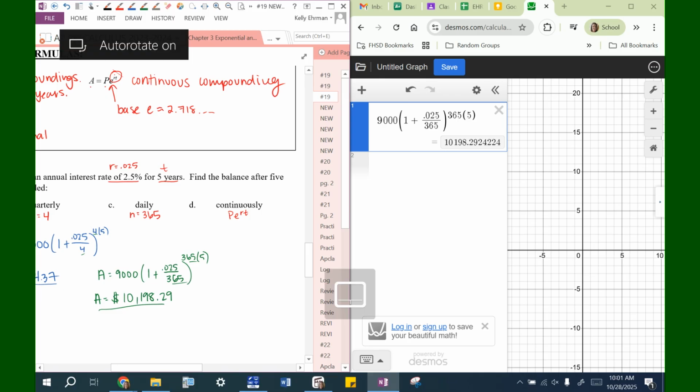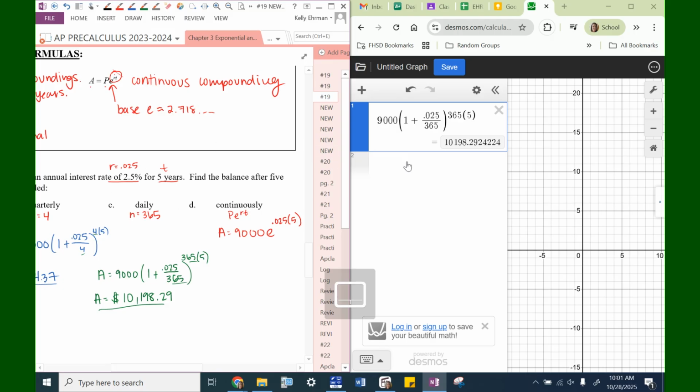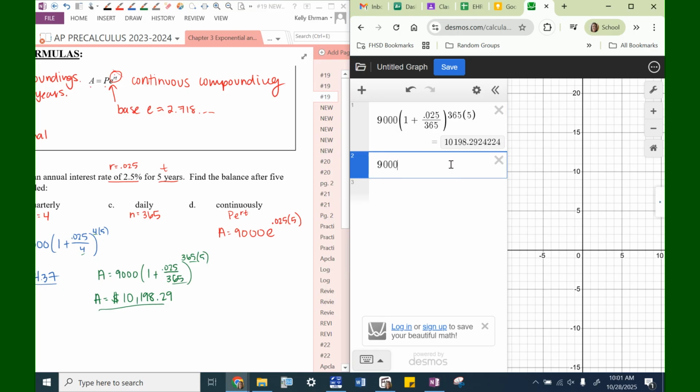Remember, you're using a different formula for continuously. So continuously, it's A equals 9,000 times E to the RT, 0.025 times 5. So now let's type that in. 9,000 times E. See how it recognizes E as a number? To the 0.025 times 5. Oops. I kept trying to hit times 5 and it wasn't letting me stay in the exponent. So I'm going to say times 5 like this.